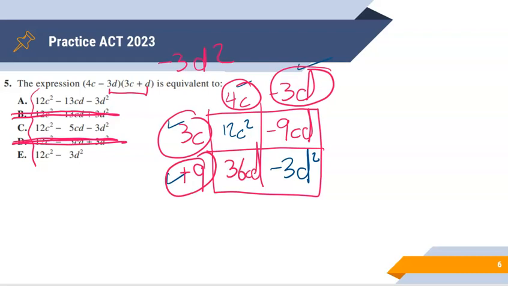And then when I, whoops, hold on a second, that's not correct. When I multiply these two pieces, I get a 4cd. Now then, let me add these up, and I get a negative 5cd, and I see it, choice C.